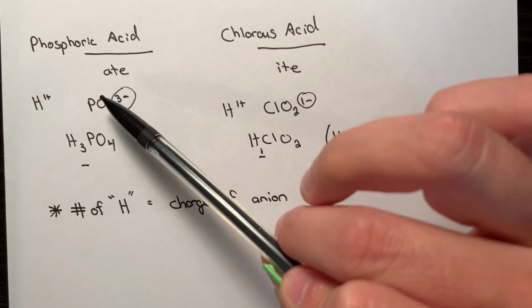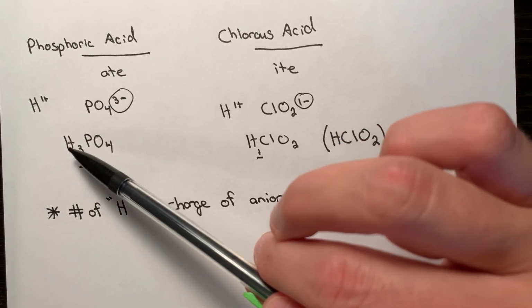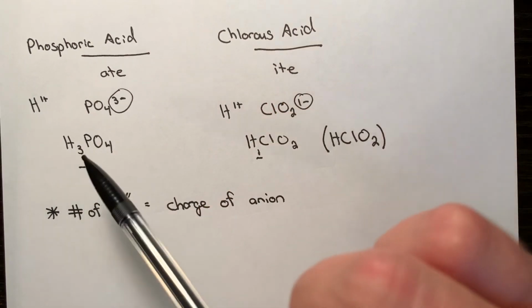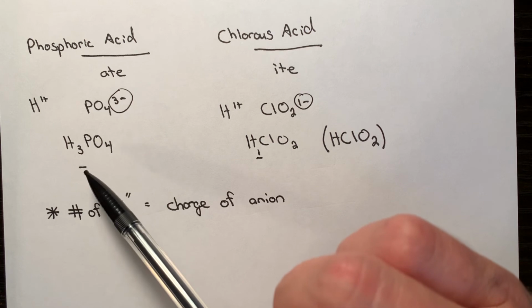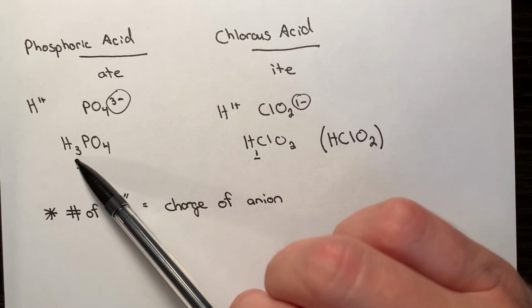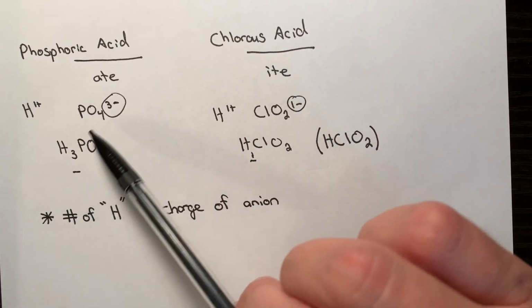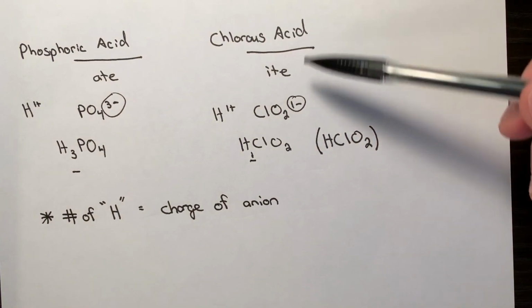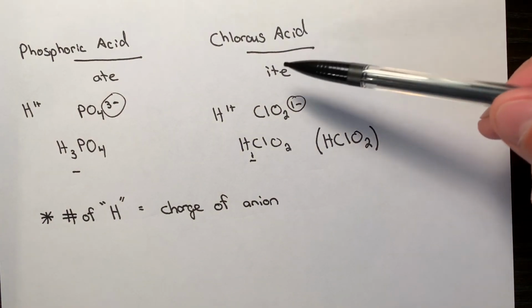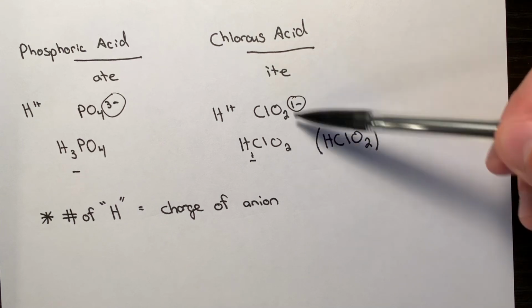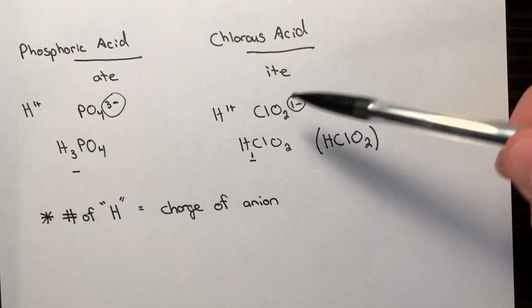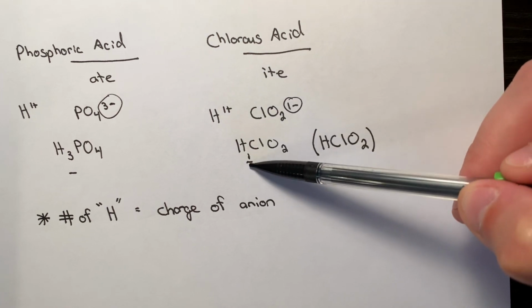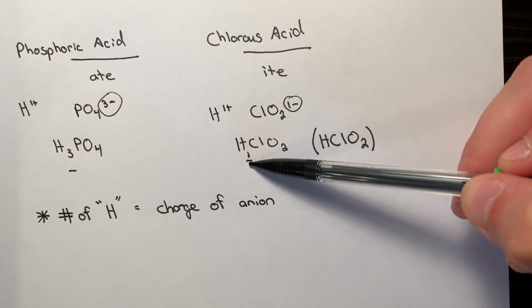If we have phosphate, which has that 3- charge, we need to have 3 equivalents of our hydrogen ion in order to make this charge neutral. So we're going to have as many hydrogens as necessary to balance out the charge of that anion there. In this case of chlorous acid, ous acid is coming from ite, so ClO2 1-. This one's not too bad, right? If it's a 1- charge, this is to say that we're just going to need 1 hydrogen present.